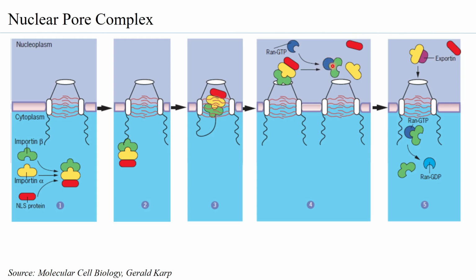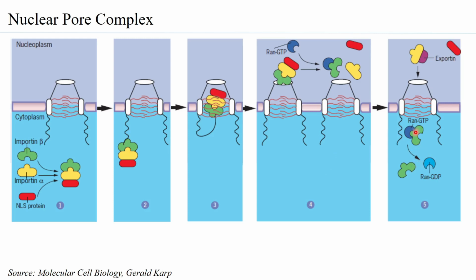And when RAN-GTP binds to importin beta, the importin beta loses its affinity to bind to importin alpha. And so in the process, the cargo protein is released into the nucleus. This is what we want eventually. The importin alpha is retained within, but the RAN-GTP carries importin beta out from the nuclear pore complex into the cytoplasm again.